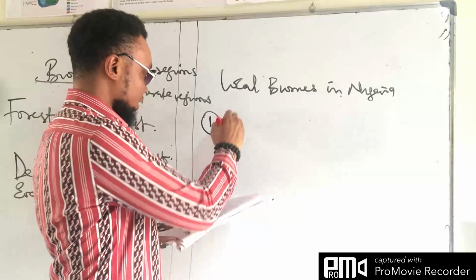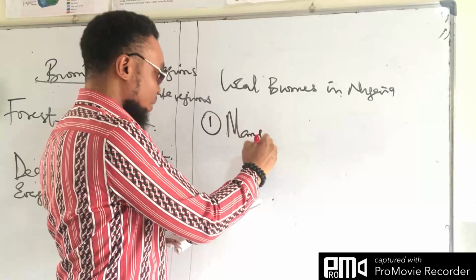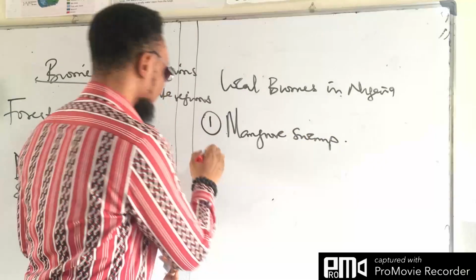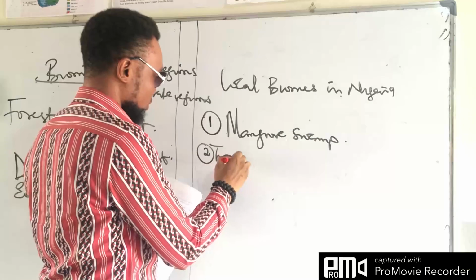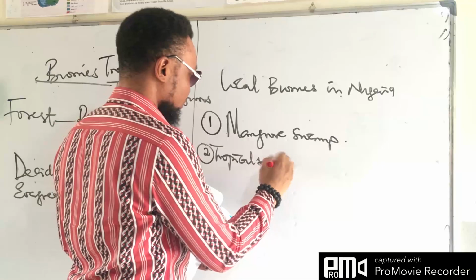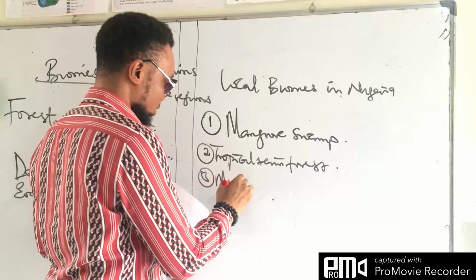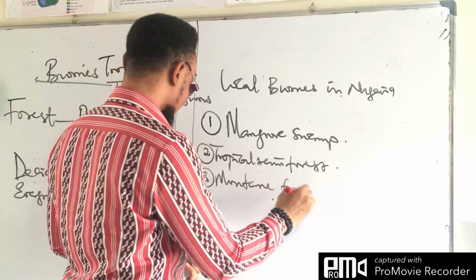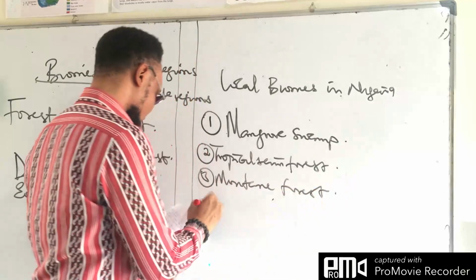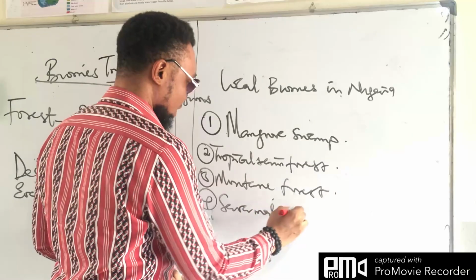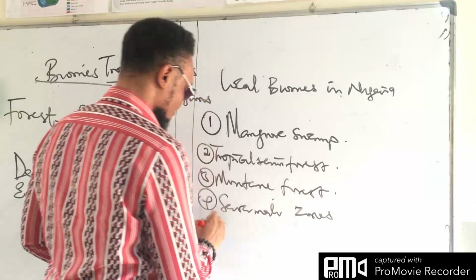Nigeria, we have the mangrove swamp. We have the tropical rain forest. We have the montane forests. We have the last one, savanna zones. The fifth one is what?